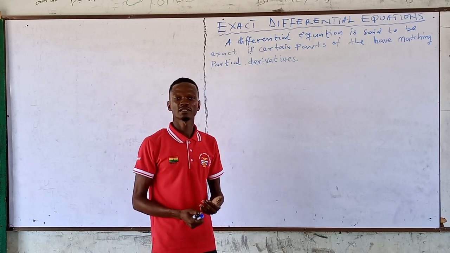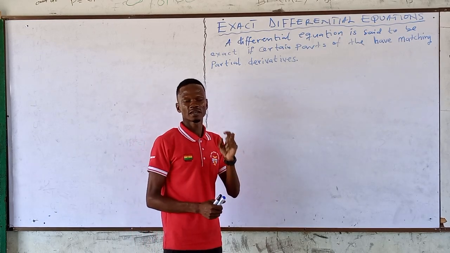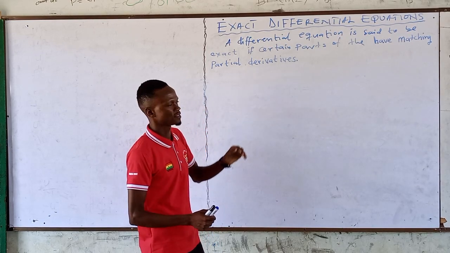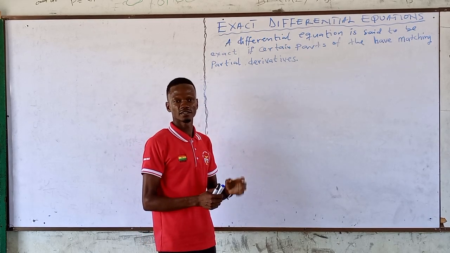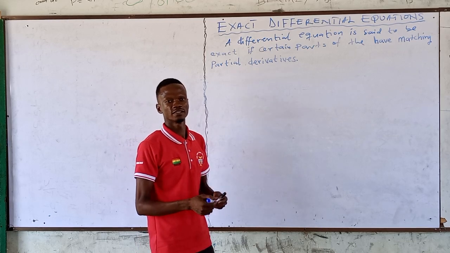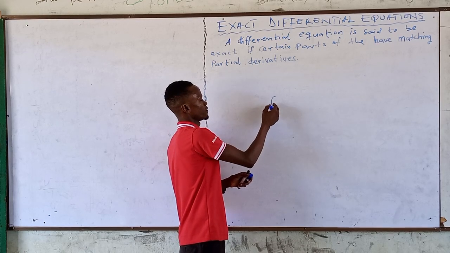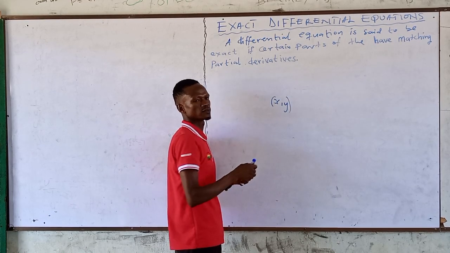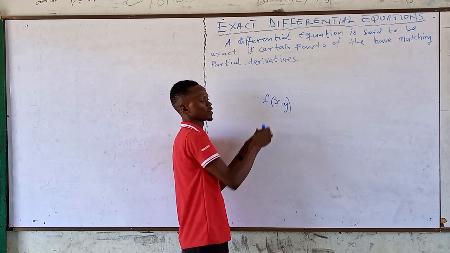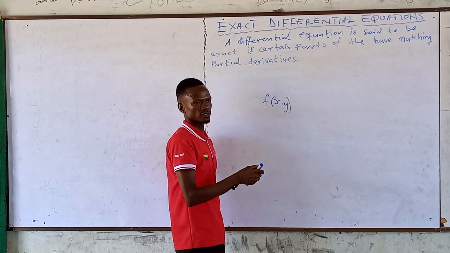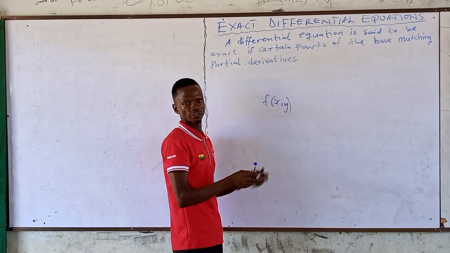A differential equation is said to be exact if the differential equation has matching partial derivatives, or if certain parts of the differential equation have matching partial derivatives. So by partial derivative, we mean that if the equation is a function of x and y, then we can differentiate f with respect to x whilst we keep y constant, and then we differentiate f with respect to y whilst we keep x constant.